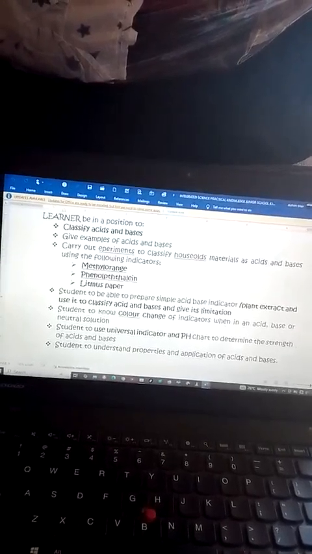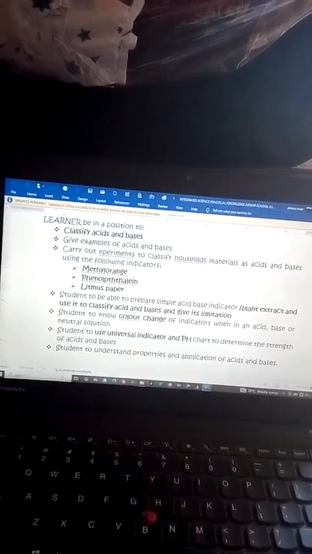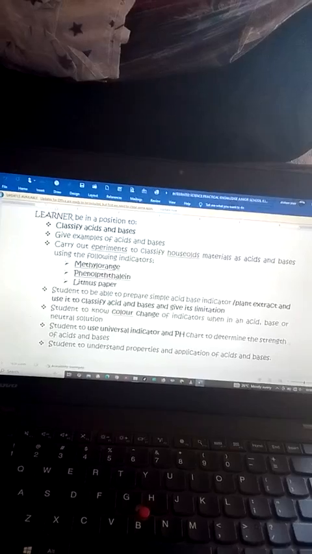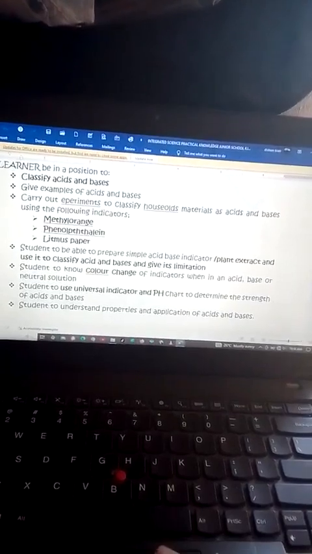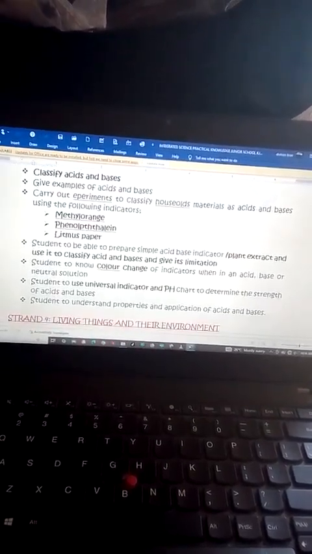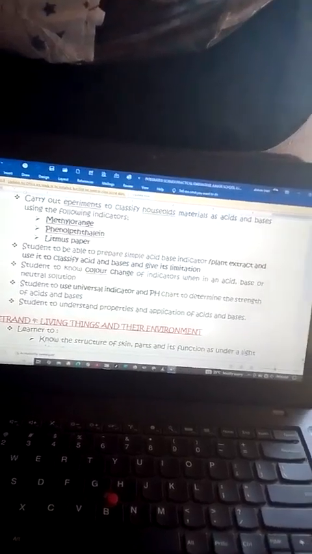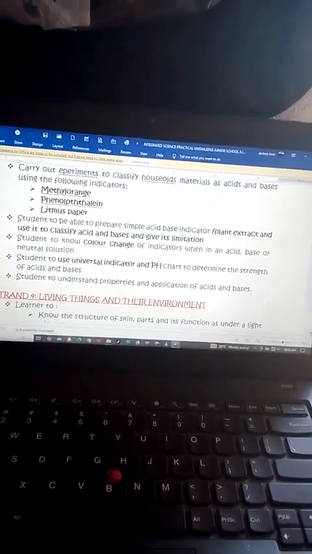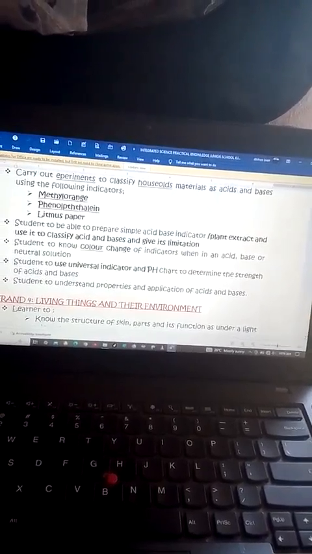And again, there's a limitation. A learner need to tell us what's the limitation of this the plant extract as used as acid-base indicator, because you realize this indicator cannot be stored, because it can give inconsistent results. Again, students need to know the color change of indicators when in acid, base, or a neutral solution.